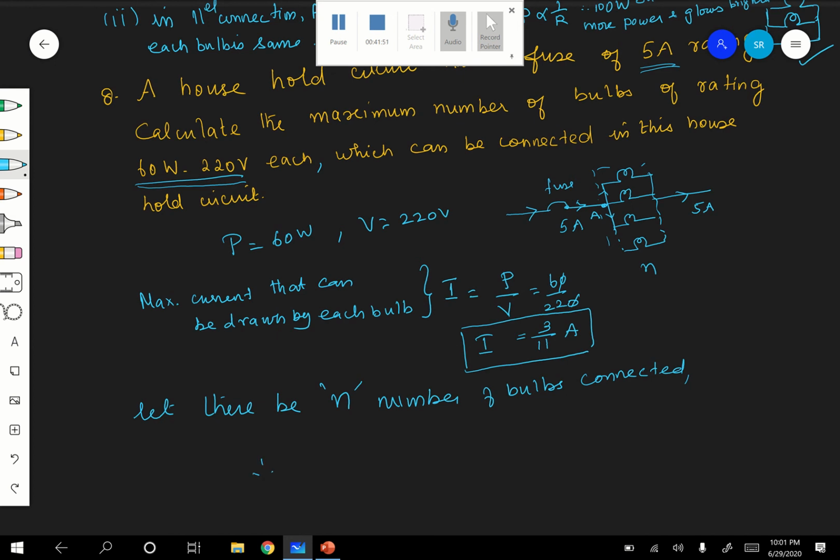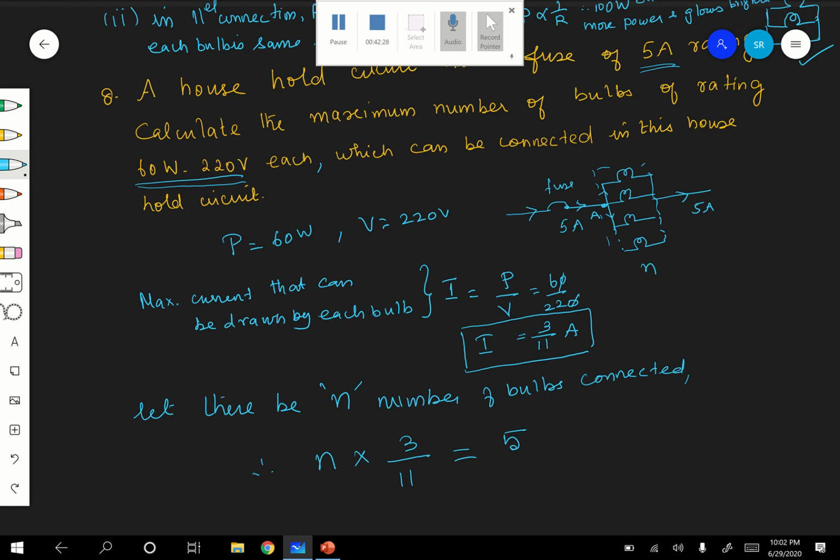Therefore, each bulb can withstand only 3 by 11. Therefore, n into 3 by 11. Every bulb can have only 3 by 11. How many bulbs are there? n. n into 3 by 11 should be equal to the maximum current coming from the fuse. How much current is coming? 5. This bulb combination is connected to a fuse. The fuse can withstand only 5 amps. Therefore, the maximum current entering here is 5 amps.